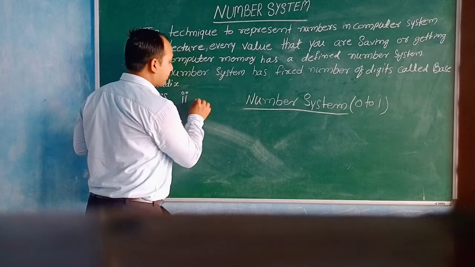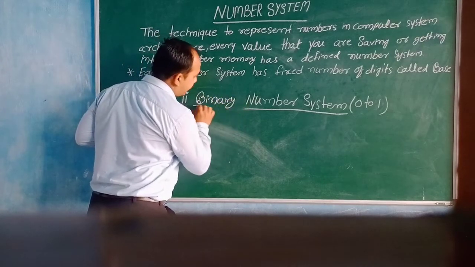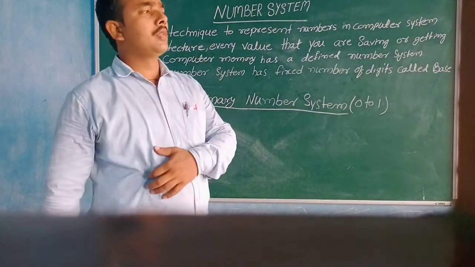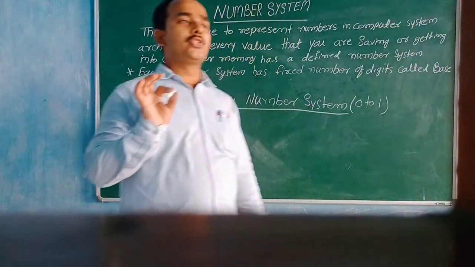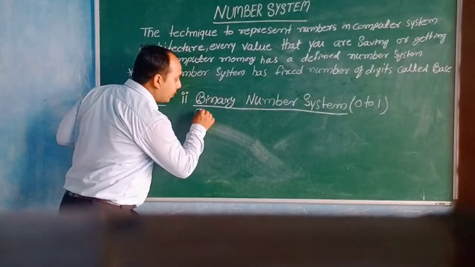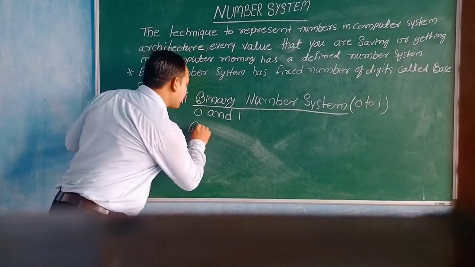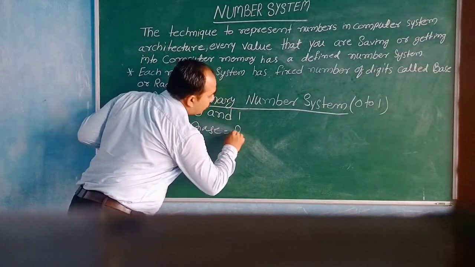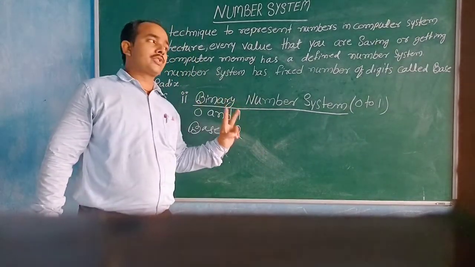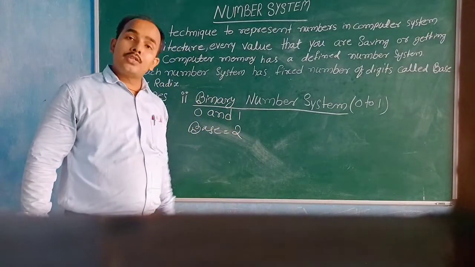Second type's name is binary number system. What do you mean by binary number system? Dear students, computer only understands 0 and 1. So binary number system has only two digits, 0 and 1. So the base of the binary number system is 2. Okay? How many digits are there in binary number system? 2 digits, 0 and 1. So the base of the binary number system is 2.